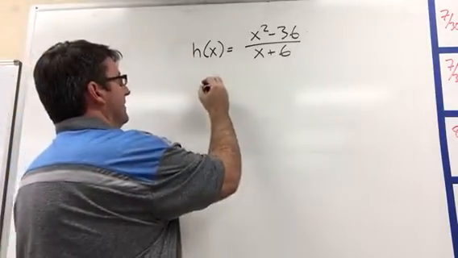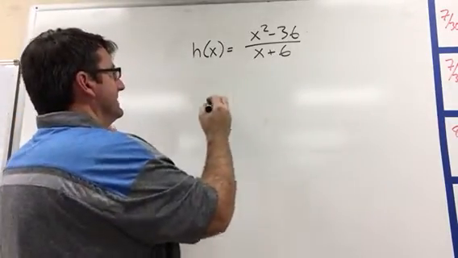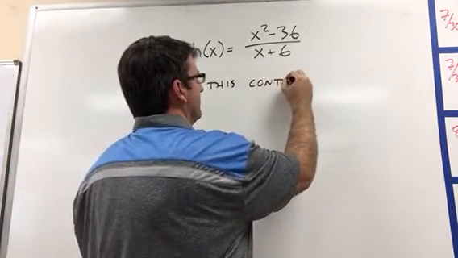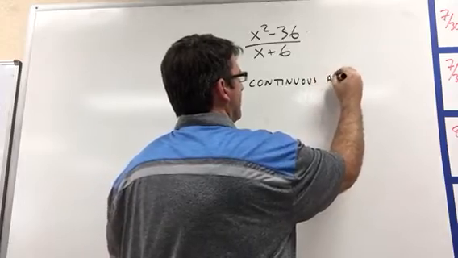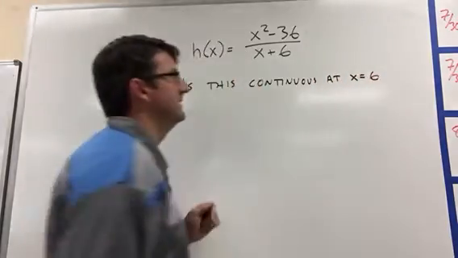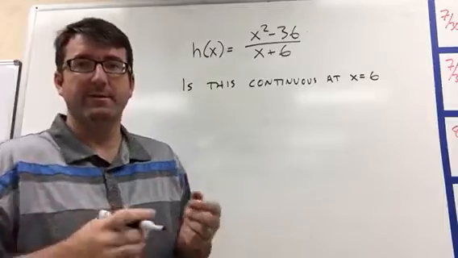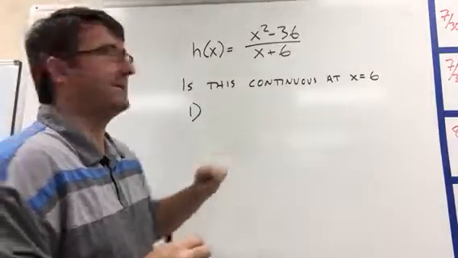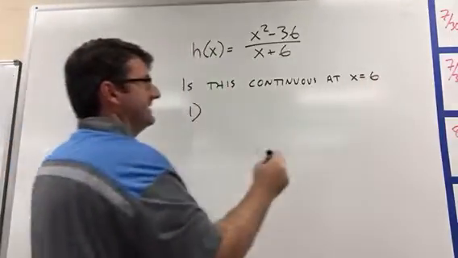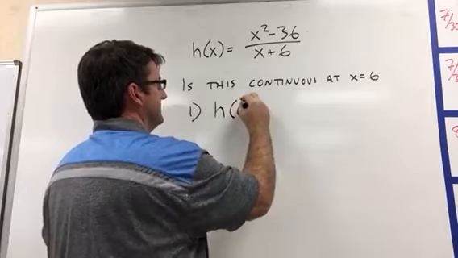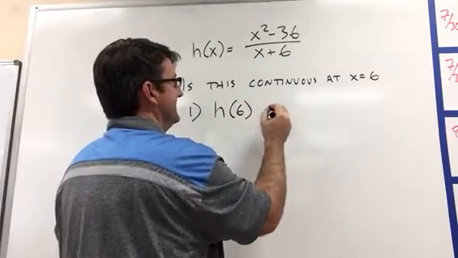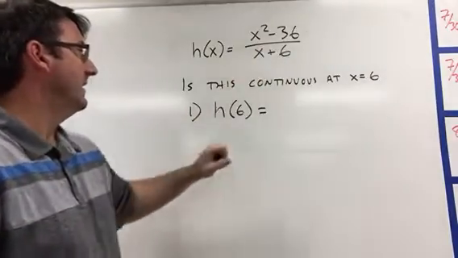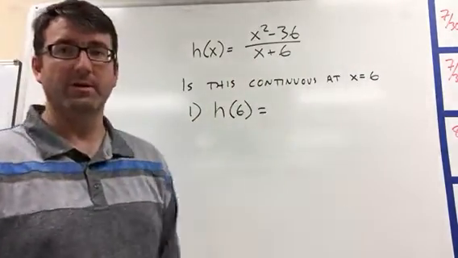6. So what we want to know is, is this continuous at x equals 6? So we have a 3-part test for continuity. Step 1, we want to ask, does this function exist at x equals 6? So does h of 6 exist? Well, let's test it out. Let's plug in 6 and see if we get a real number for our solution.